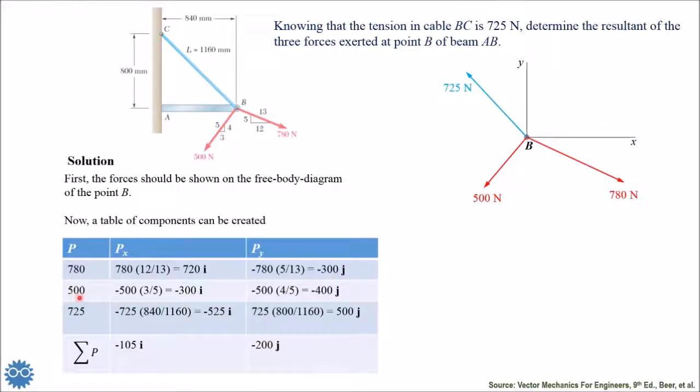Same thing for the next 500 newton force. Here we notice that the x component is negative because it is directed towards the left, which is the negative direction of the horizontal axis. We have also a negative value for the vertical direction, minus 400, because it is directed downward.